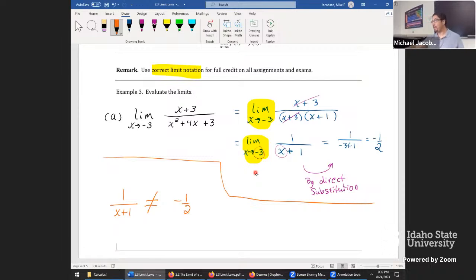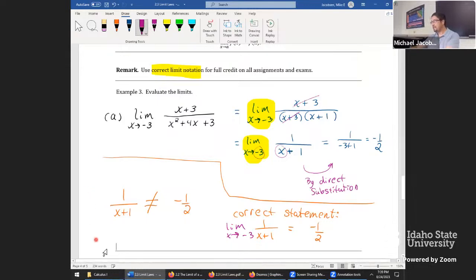Definitely not. It only takes on that value if you plug in the right thing right here. The correct statement is that 1 over x plus 1 equals -1/2 only in the limit as x tends towards -3. This is the ingredient that we need to put in here to make that equality precise. And in math, we just have to say what we mean and mean what we say. And that's the purpose of the correct limit notation right here. Does that make sense to folks on that small issue about notation?